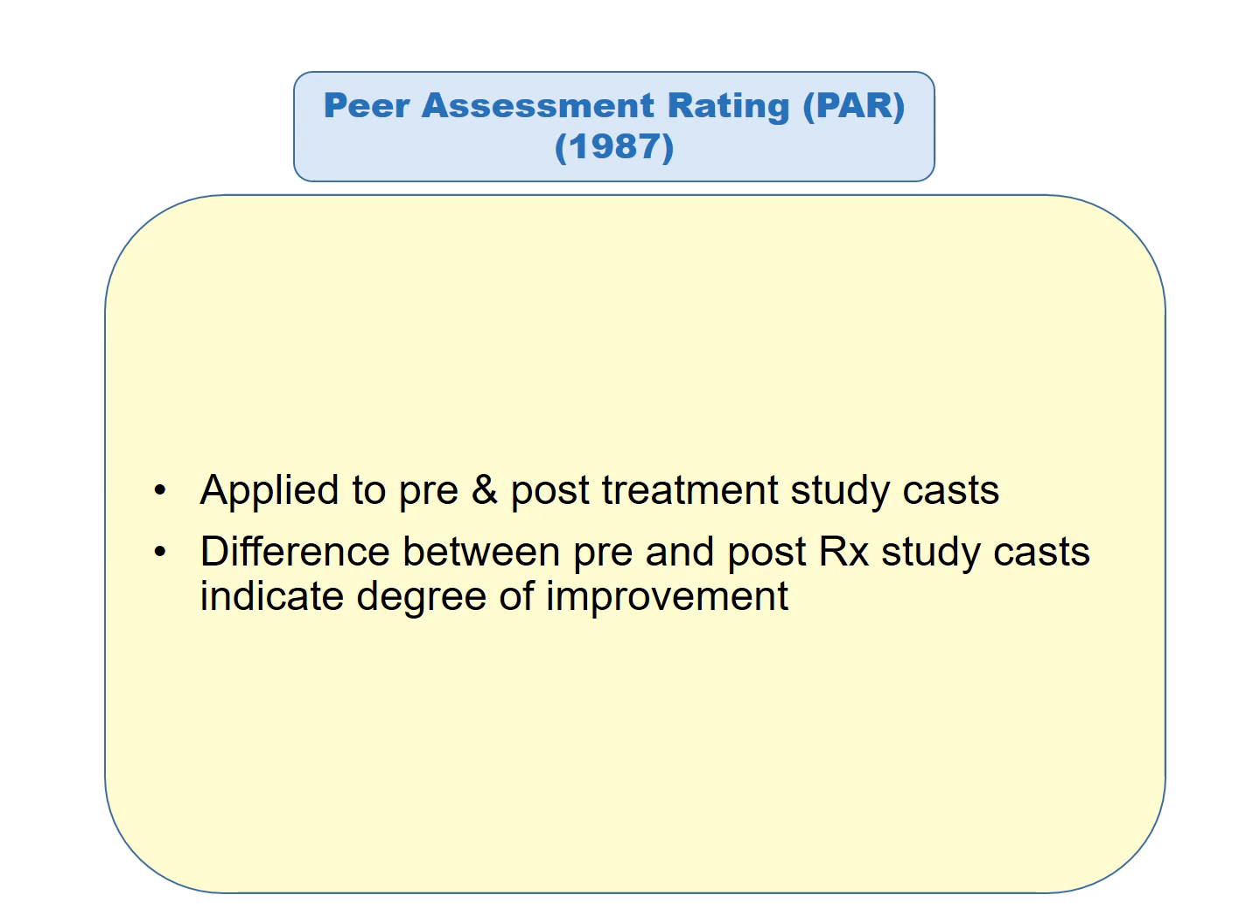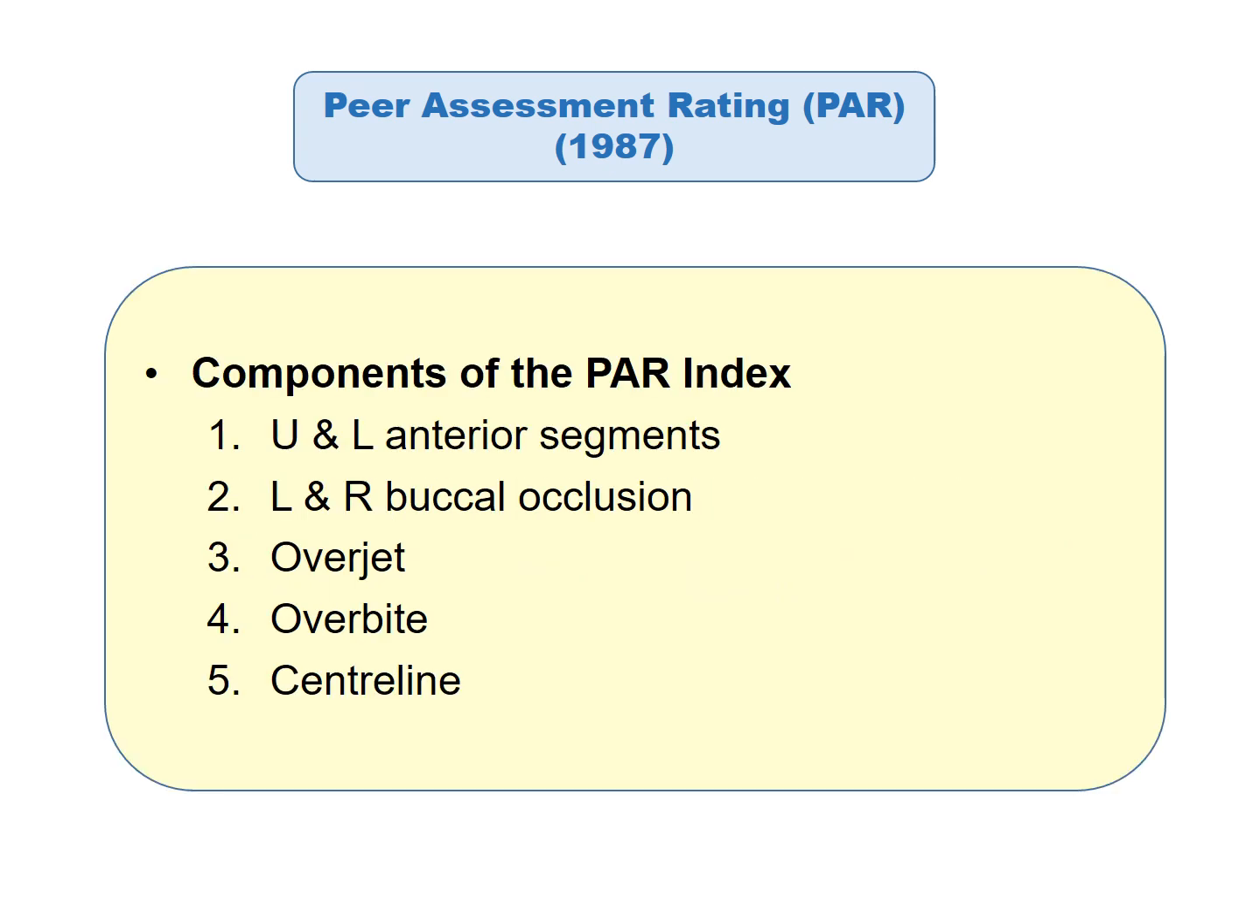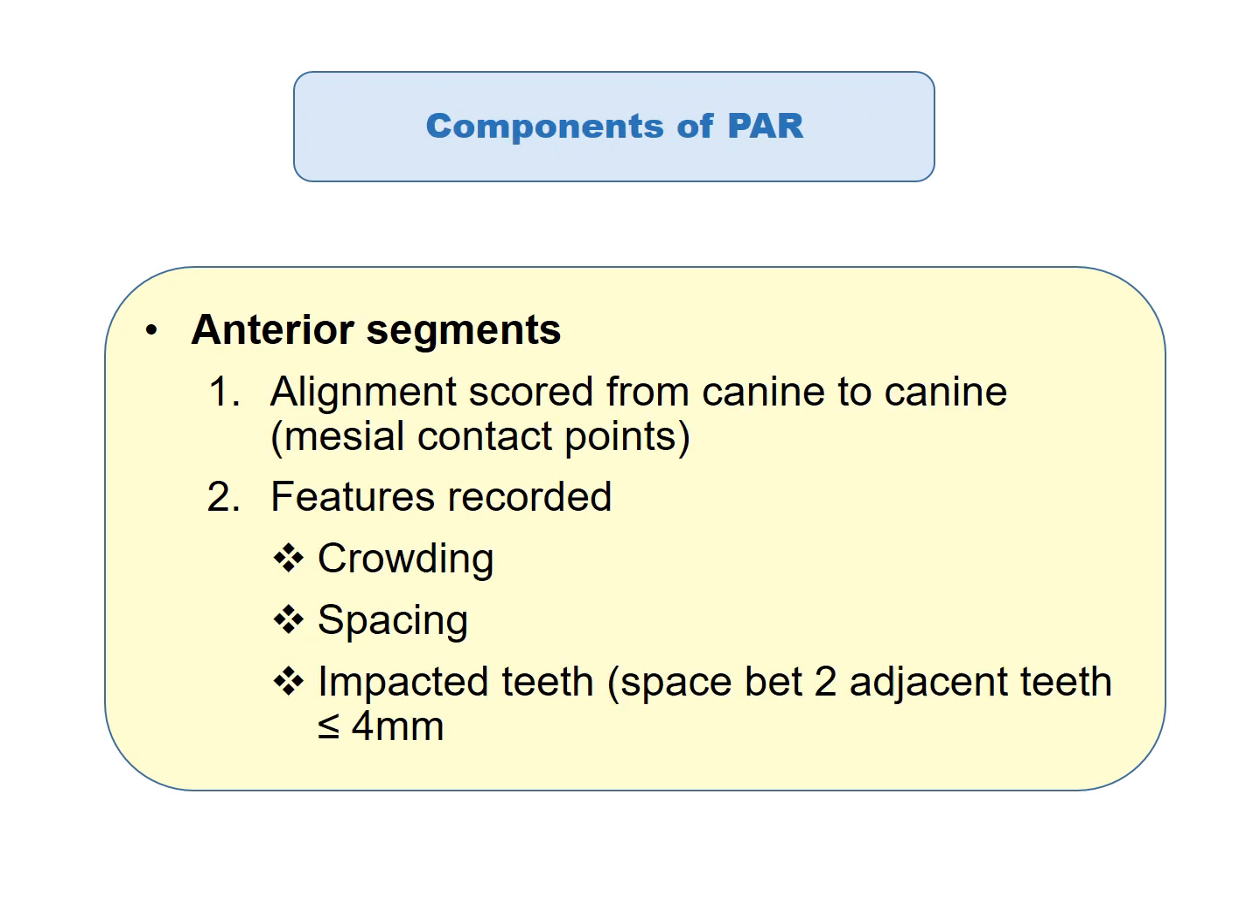Now, the PAR index is applied to pre and post treatment study casts. The difference between the pre and post treatment study casts indicates the degree of improvement. The PAR assessment rating has 5 components. Firstly is the upper and lower anterior segments. Second, left and right buccal occlusion. Third, overjet. Fourth, overbite. And fifth, center line.